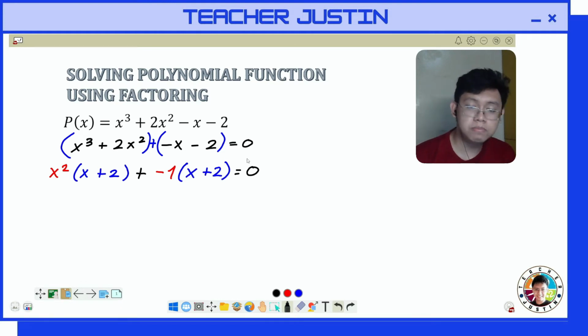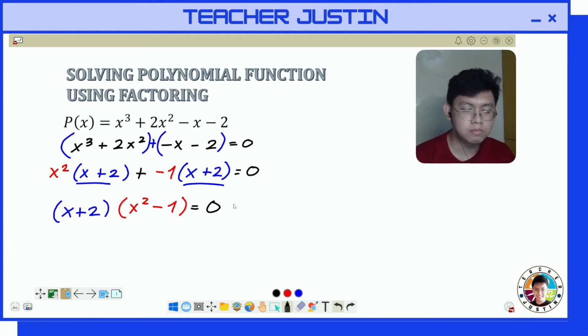Now, after we factor each group using common monomial factoring, we can observe that we have a common factor, which is x plus 2. We will copy x plus 2, and then the remaining factor will be x squared minus 1. Then we equate it to 0. Then after that, let's equate each factor to 0. So equating each factor to 0, we have x plus 2 is equal to 0. And then x squared minus 1 is equal to 0.